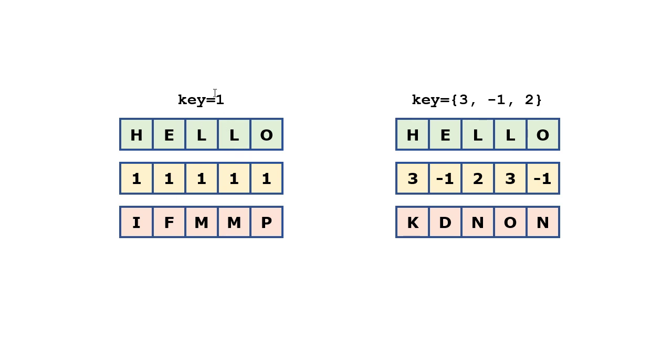So we can enhance this by using more than one key. So here our key is not just one number, it's actually an array of numbers. And what we do is we shift the first by 3, the next by -1, the next by 2, then we start over at the beginning of the key. So we use 3, -1, and 2 for H, E, and L to give us K, D, and N. And then we start over with 3 on L, and we shift the O by -1.